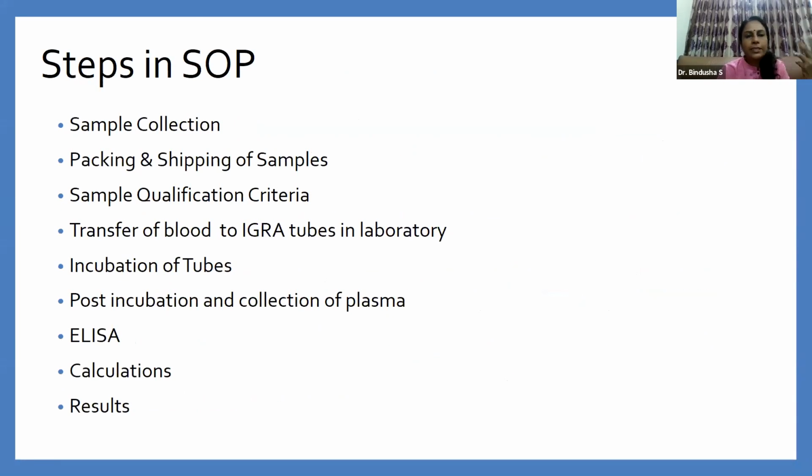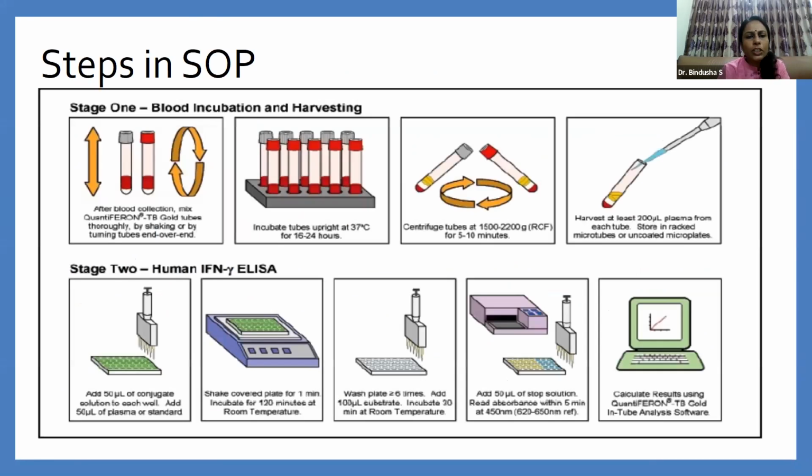These are the steps in the standard operating procedures. We actually need not go into the details of this. Once the test is done, we will get a report result from the computer, and that will be intimated to the patient. So this is what the program is planning to do.